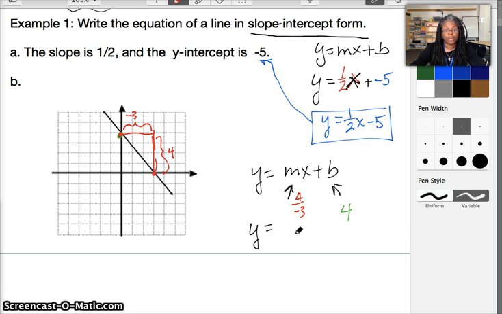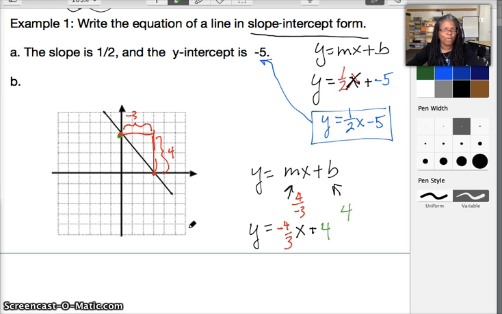Or -4/3. Somebody right now is thinking, shall I change this into a mixed number? No. I like improper fractions. They work better for algebra. You'll see that as you continue to work. So reduce it as much as possible, and in this case it is, and just rock the improper fraction. So then we're going to have +4. And that's it. That is our equation.